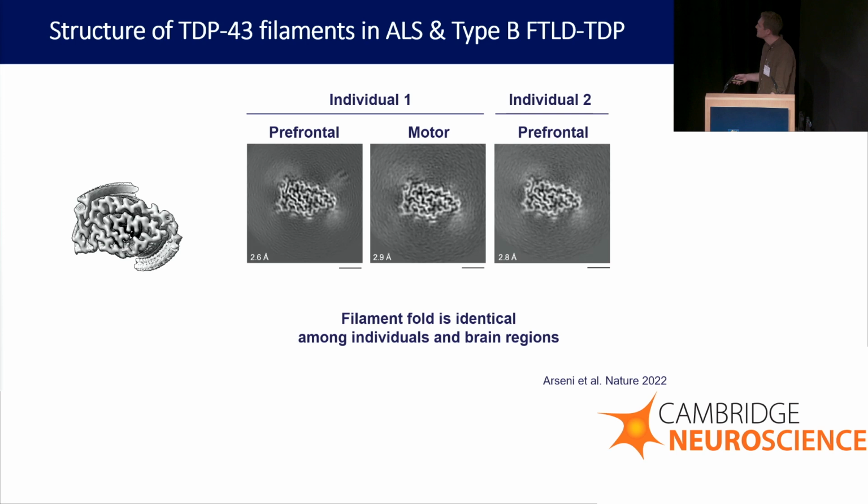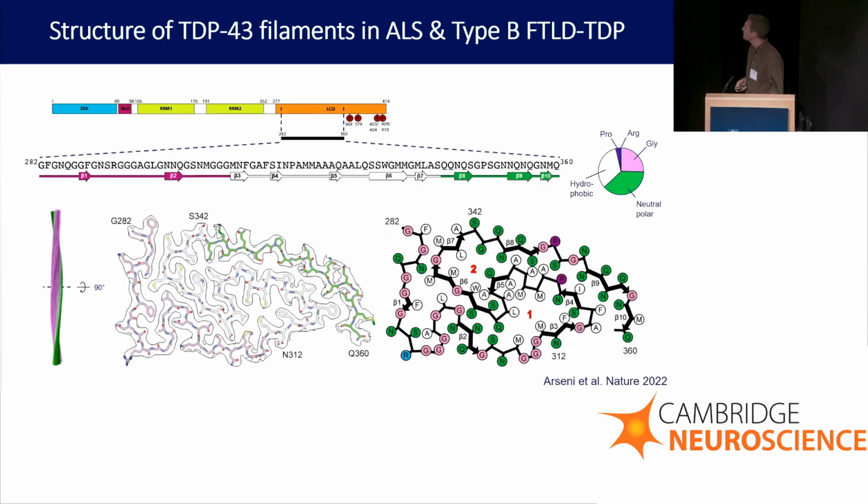So before I go into the structure, I just like to say that this was extracted from the brains of individuals who had ALS and FTLD. I'll talk a bit more about that type of disease later. But we were keen to look at multiple individuals. So initially we looked at 2 individuals with this disease and found the same fold. And then we looked at the motor cortex associated with the presentation of ALS, and also the prefrontal cortex associated with the FTLD. And again, we saw an identical fold.